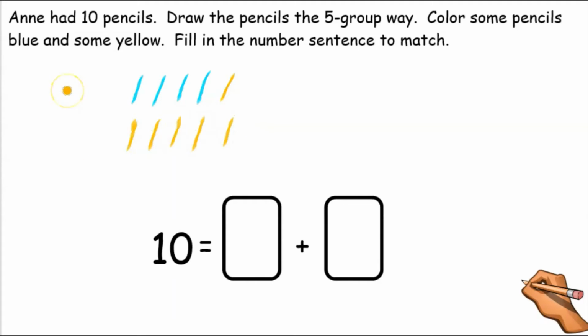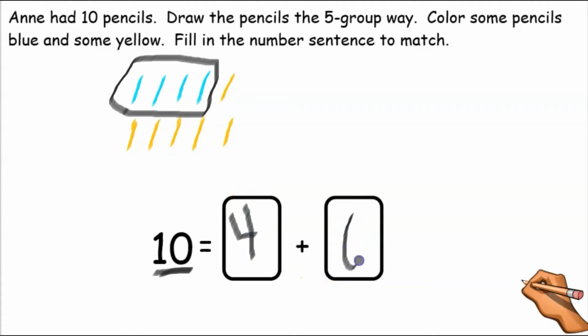Okay, now it's your turn. Match this number sentence to my story. Find the parts. Okay, again, you might have decided to circle this if you're following along. So I see that I have 4 blue pencils and I have 6 yellow pencils. So 10, which I'm starting with all together, and then my 2 parts are 4 plus 6.